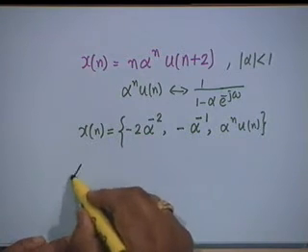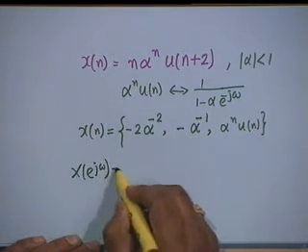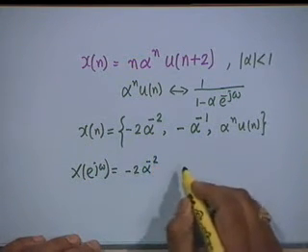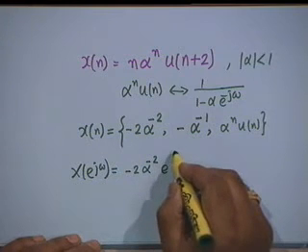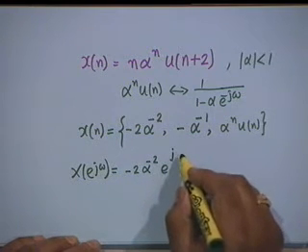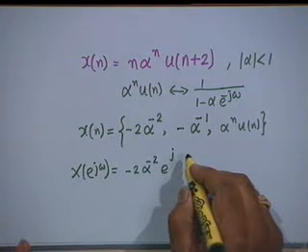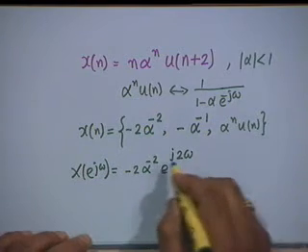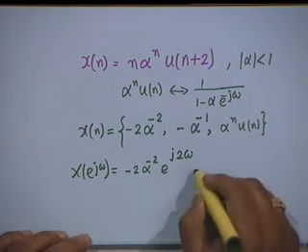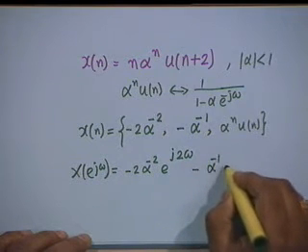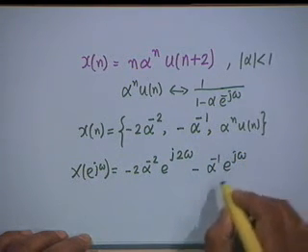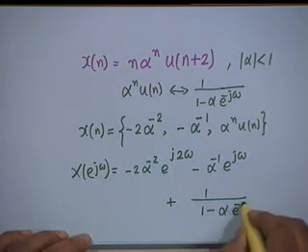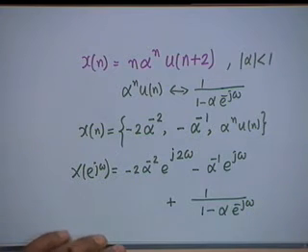Agreed? Therefore, capital X of e to the j omega, I go term by term: minus 2 alpha to the minus 2 e to the power j 2 omega, because n is minus 2, then minus alpha to the minus 1 e to the j omega plus 1 by 1 minus alpha e to the minus j omega. So, this is simply the transform.